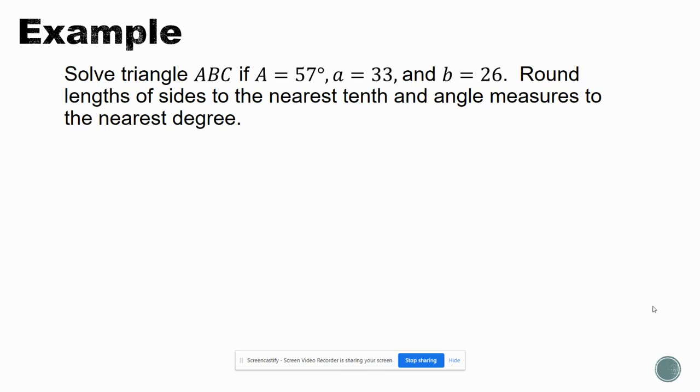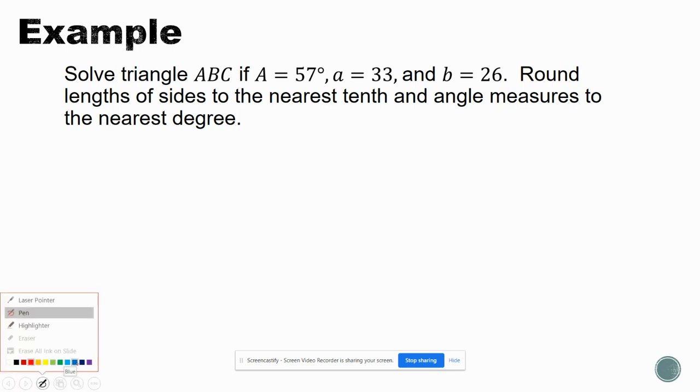Hello, we are going to be looking at some examples of the ambiguous case. So notice that they are asking us to solve the triangle ABC if we know angle A is 57 degrees, side A is 33, and side B is 26.